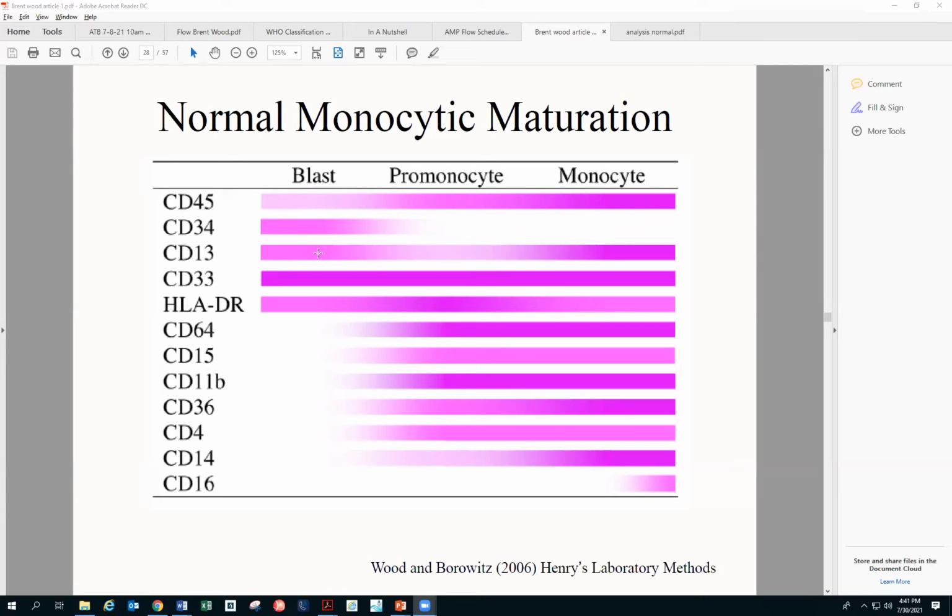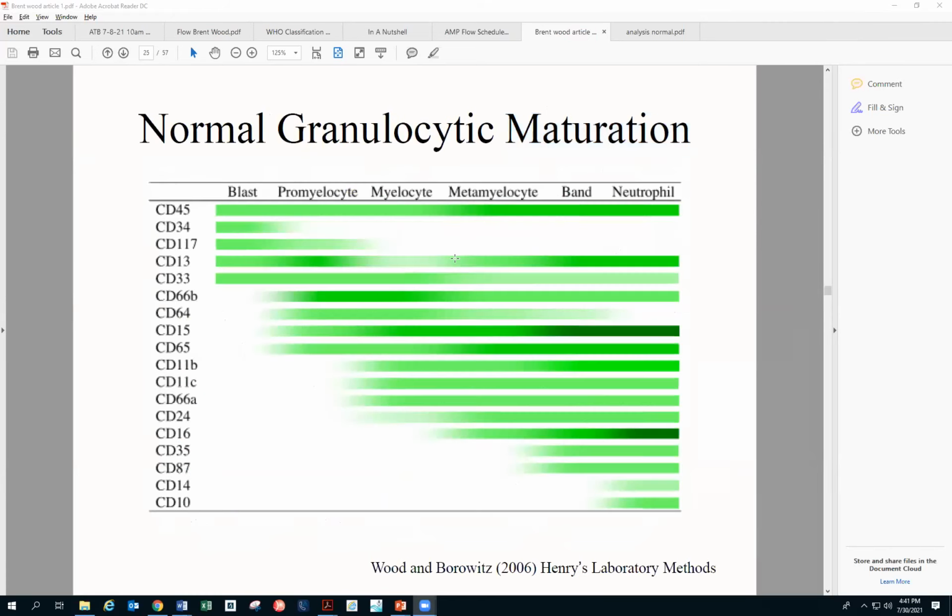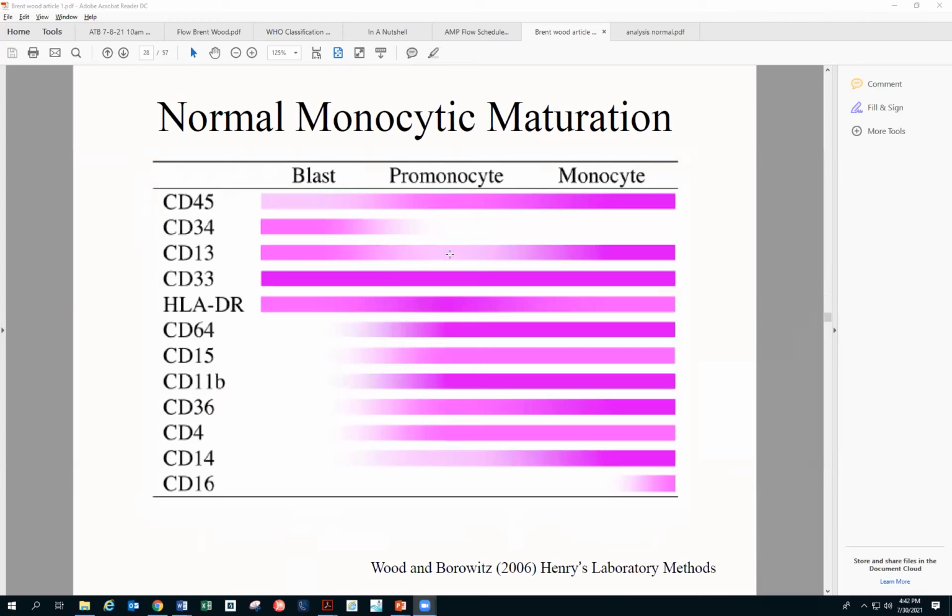CD13 again. Remember the 13 dip. The CD13 dip was seen in the myelocyte stage in granulocytes, but in monocytes it is seen in the promonocyte stage, in the normal promonocytes. CD33 is a uniform marker. It will be seen in the blast, monocyte and promonocytes. HLA-DR increases in promonocytes. So CD13 dips, HLA-DR increases in the promonocytes.